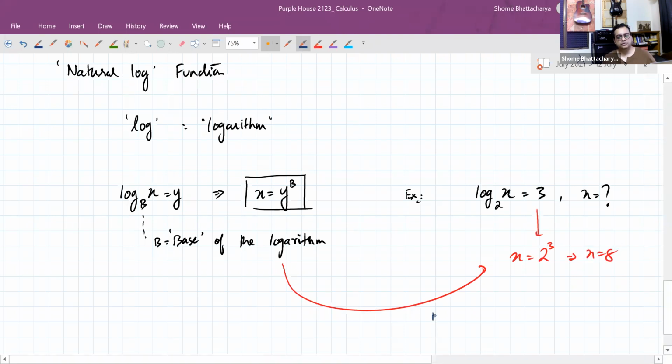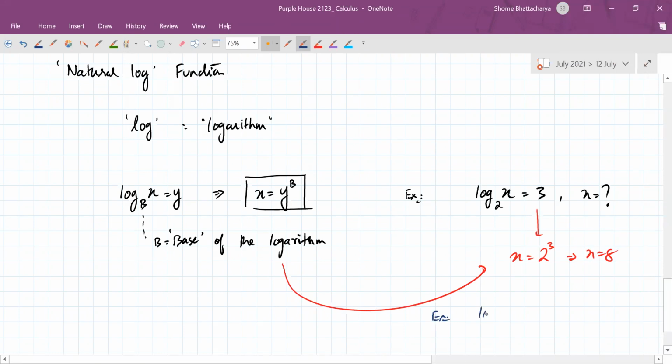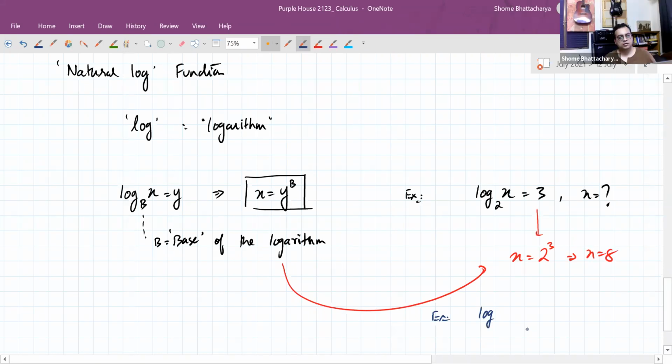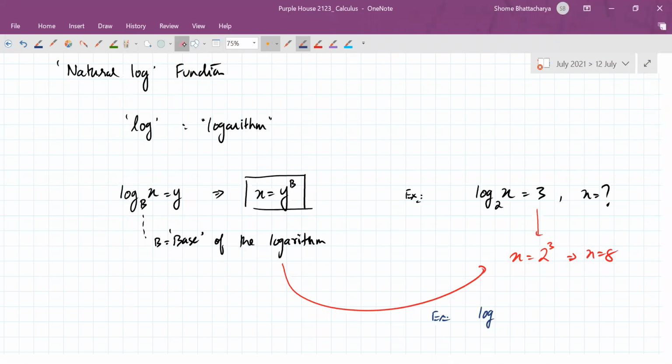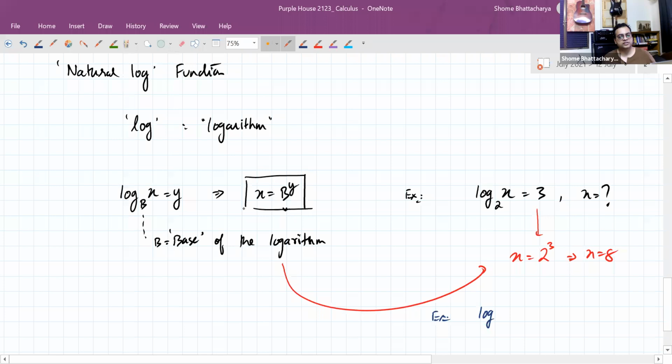Or for example, if I ask you, 3 to the power 2. Oh, sorry, I made a mistake. This is b to the power 9. Yeah, that's right. This is the definition of log. So this is the definition of the operation.